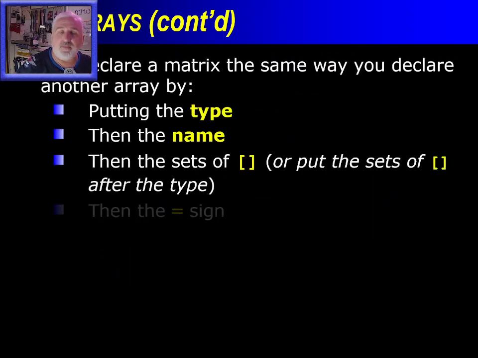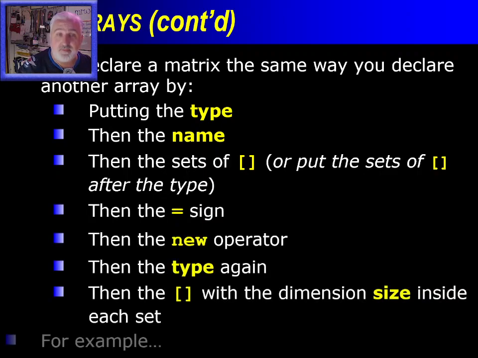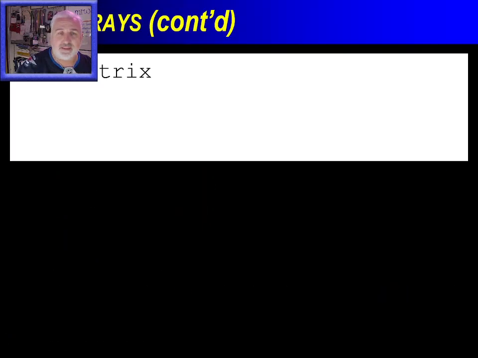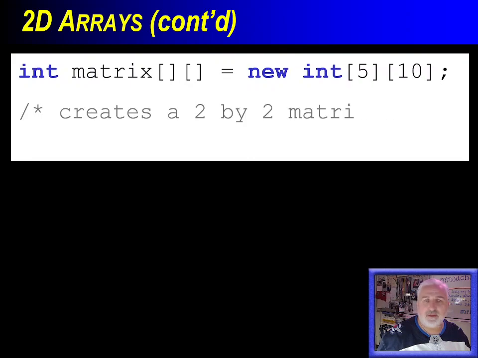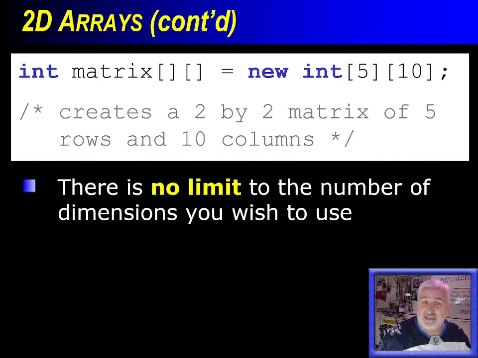Okay, so you put the type of the array, so the data type, you put the name, you put two sets of square brackets this time for a two-dimensional array, then your equal sign, then your new operator, then the type again, and then two more sets of brackets with each dimension inside the brackets. For example, here is a matrix of 5 by 10.